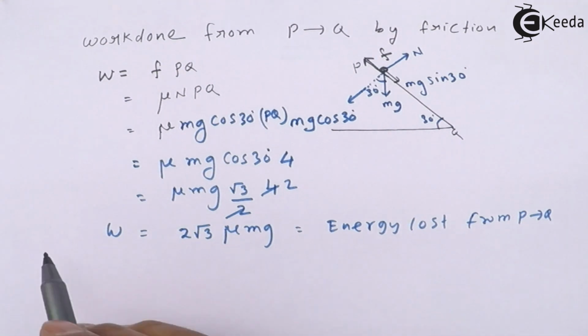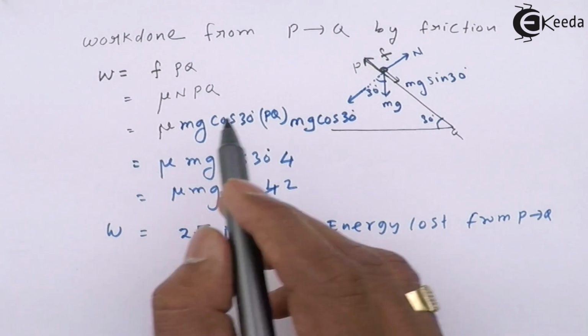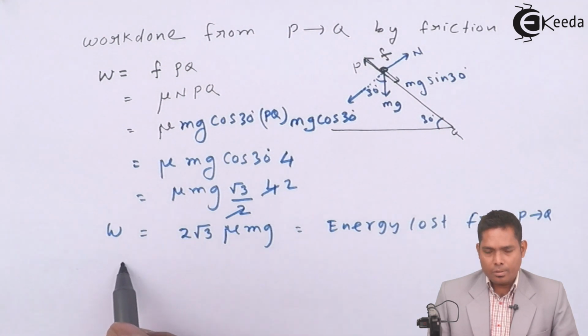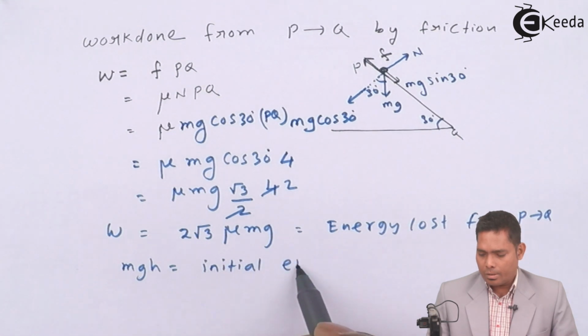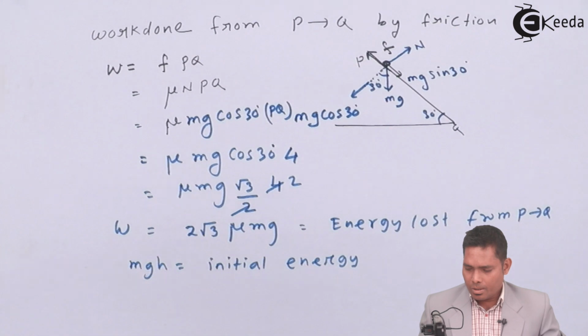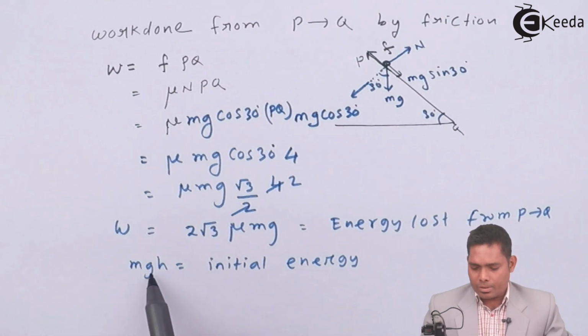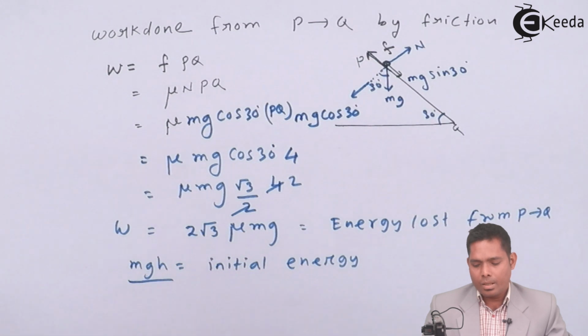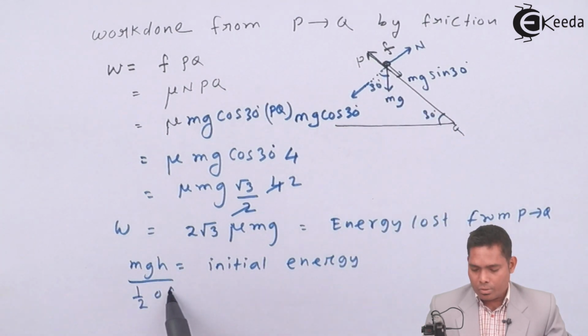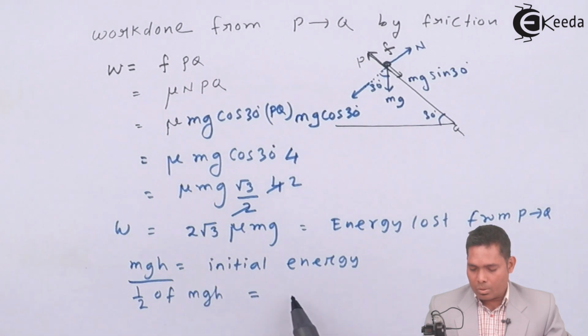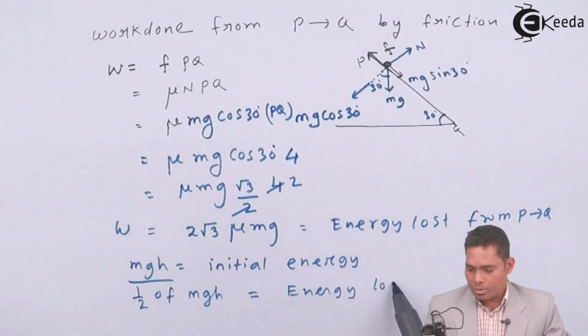And we know that the total energy the particle initially has is mgh. So initially the particle at P had this much energy, mgh. Now according to the question, half of this energy is lost from here to here. That means half of mgh is equal to the energy lost from P to Q.